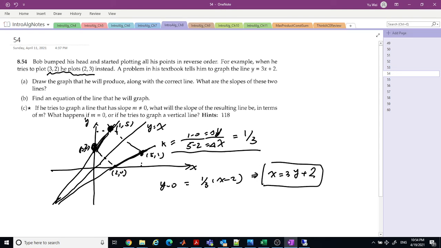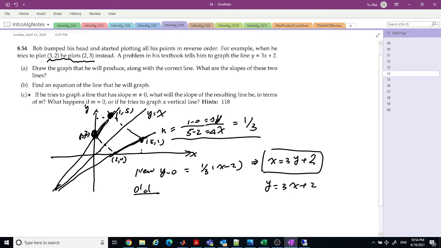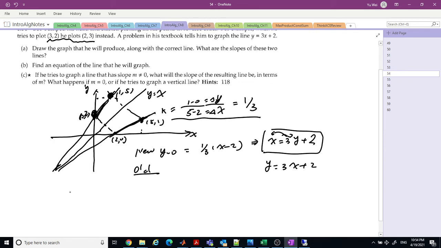So the old line is y equals 3x plus 2, right? So you can see basically Bob swapped the x and the y, right? That's how he did it.